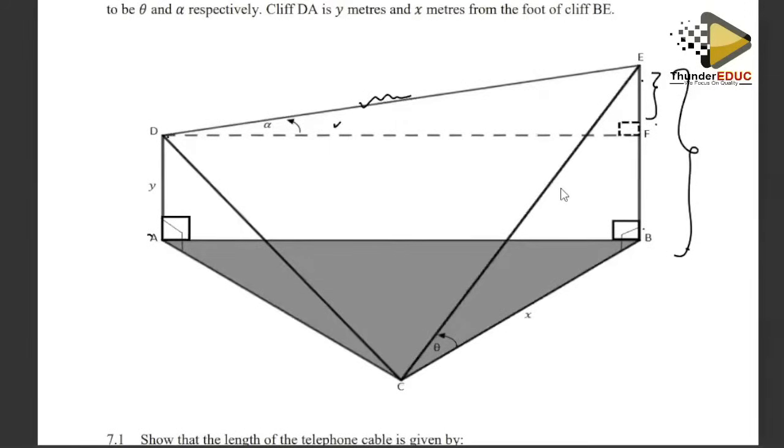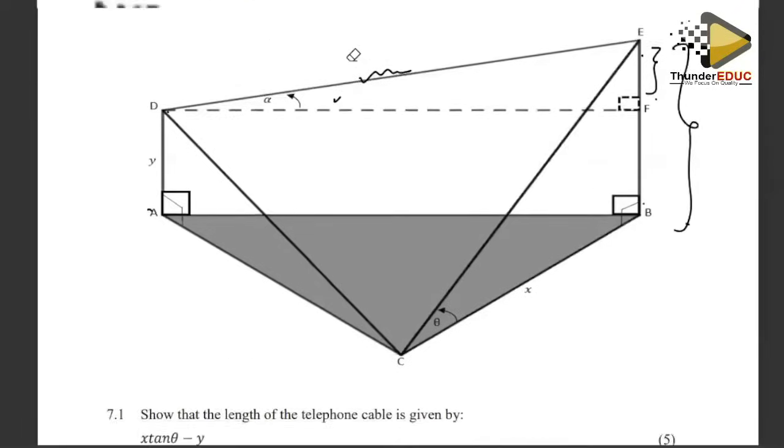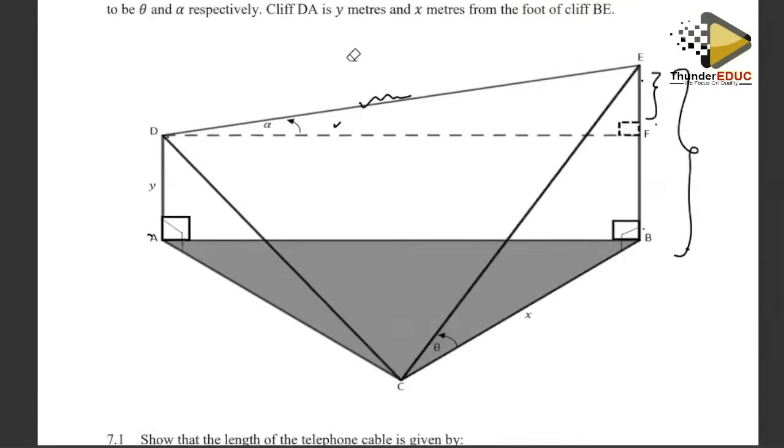Okay, so let's start with this one. From triangle DEF, we're saying that the tan of alpha, should I use the tan? Yeah, it's given as the adjacent, but we don't know what DF is. So tan is going to be a bit weird. That would be my last triangle, maybe. Let me start from BEC.